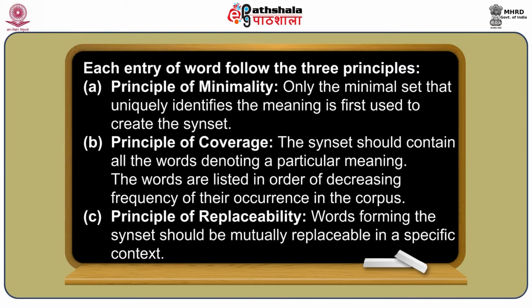Each entry in the WordNet follows the following 3 principles: the principle of minimality, the principle of coverage, and the principle of replicability. In the principle of minimality, only the minimal set that uniquely identifies the meaning is first used to create the synset. Principle of coverage: the synset should contain all the words denoting a particular meaning or concept. The words are listed in order of decreasing frequency of their occurrences in the corpus. Replicability or replaceability: words forming the synset should be mutually replicable or replaceable in specific contexts.